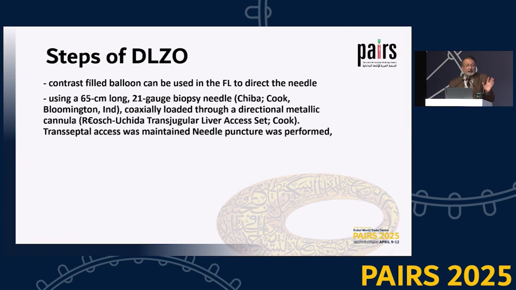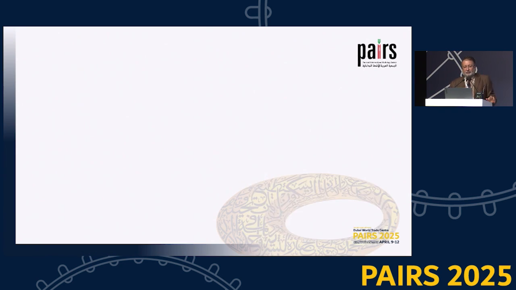Usually I use standard devices, which are the Chiba needle and the Ushida transjugular liver access set. I don't recommend using anything off-label or anything that you haven't used before. These are the needles that we usually use to do the septum.